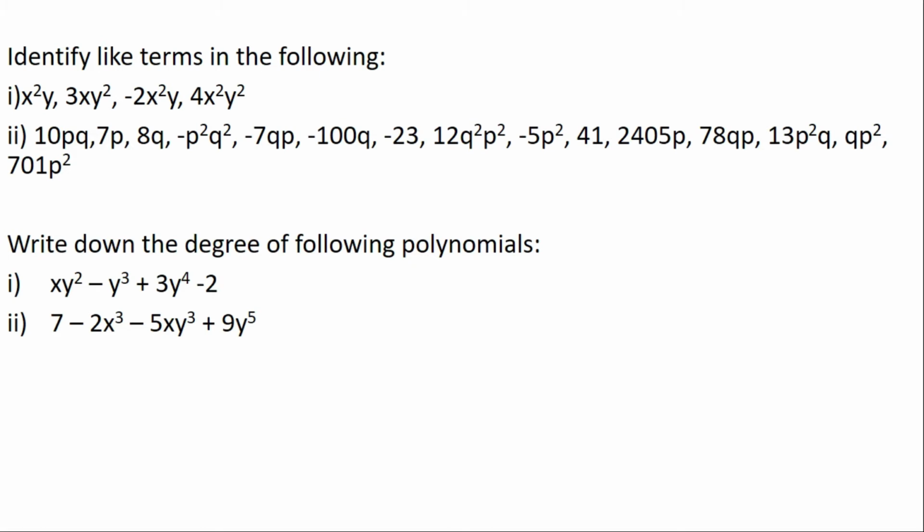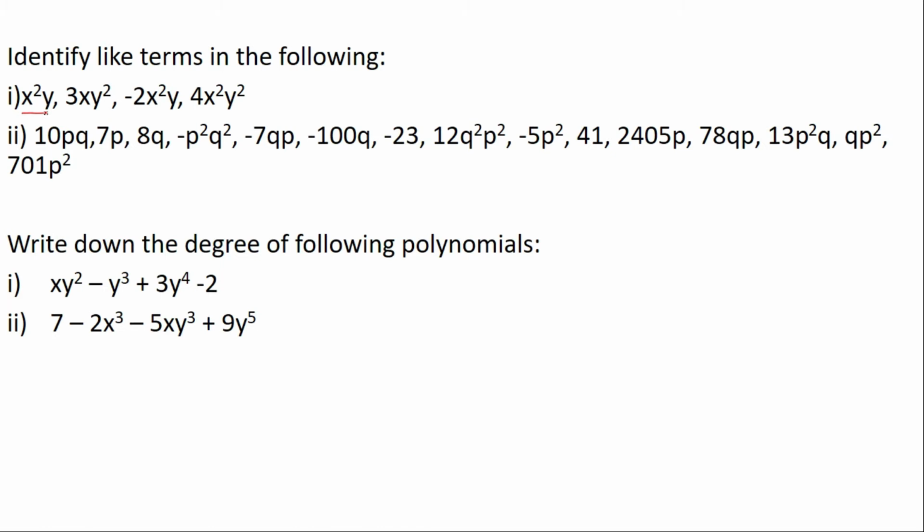In this question, we have to identify like terms in the following. That means in first one, we have to identify the like terms. Now what is like terms? The variables must be same. The variable part must be same. So it is x square y. That means here 2x and 1y is there. X y square, x square y and x square y square. So identify the like terms.